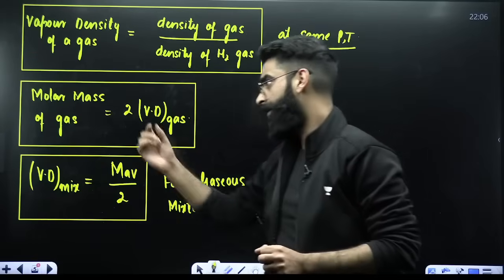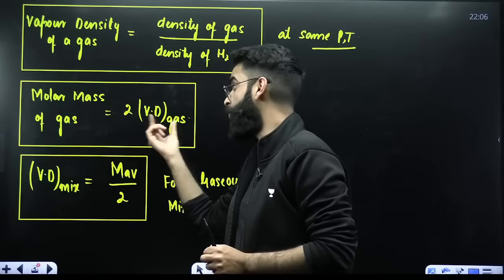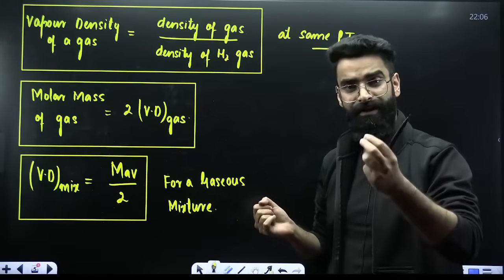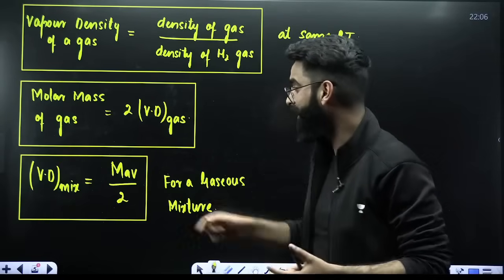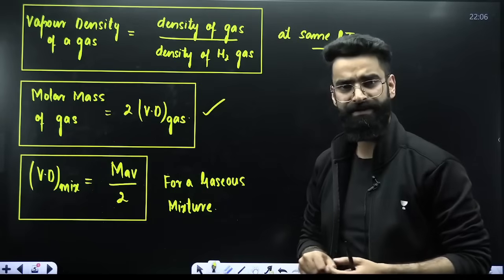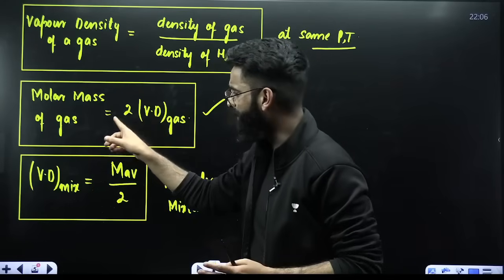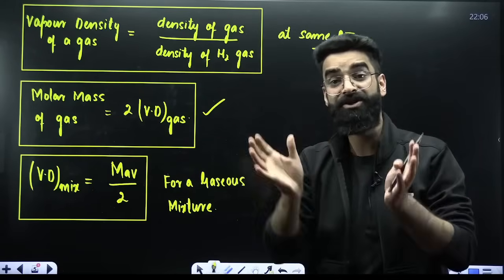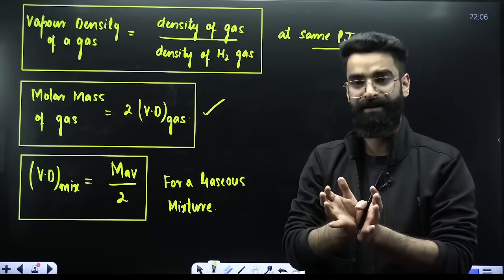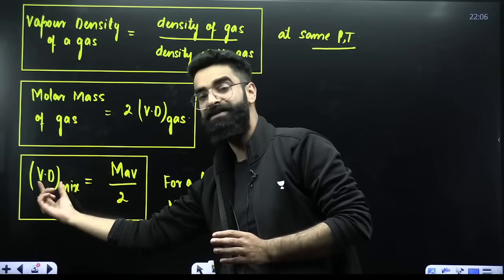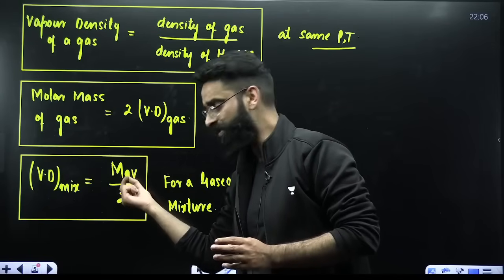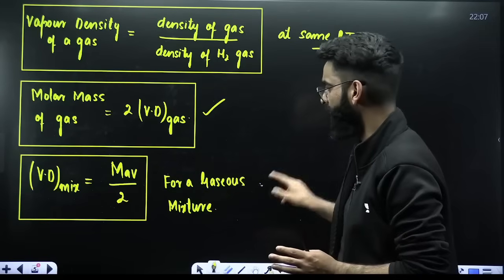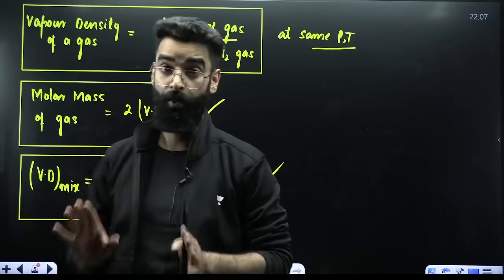In the similar way, molar mass of the gas is equal to 2 times the vapor density of the gas. There are some questions in the empirical molecular formula wherein you'll be using this particular result. Now, similarly, if you apply this result to a gaseous mixture containing non-reacting gases, do remember the vapor density of the gaseous mixture is always equal to the average molar mass of the mixture divided by 2. This is one more result which you are going to remember over here.